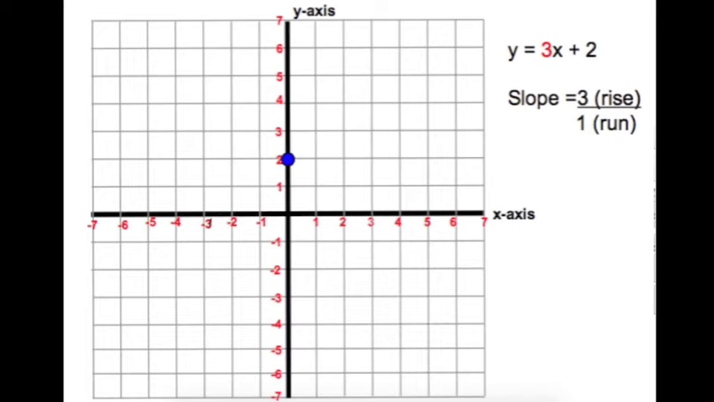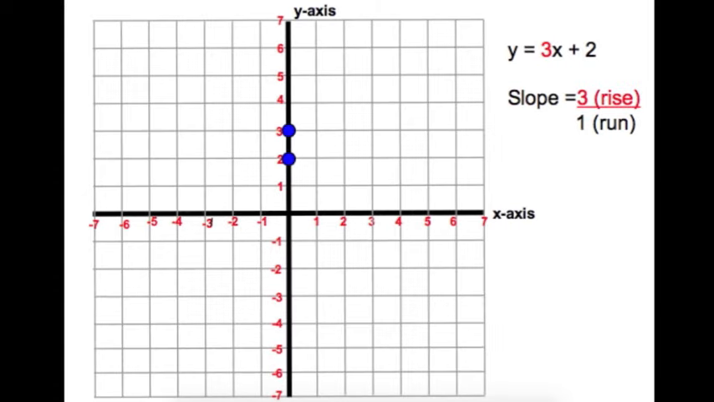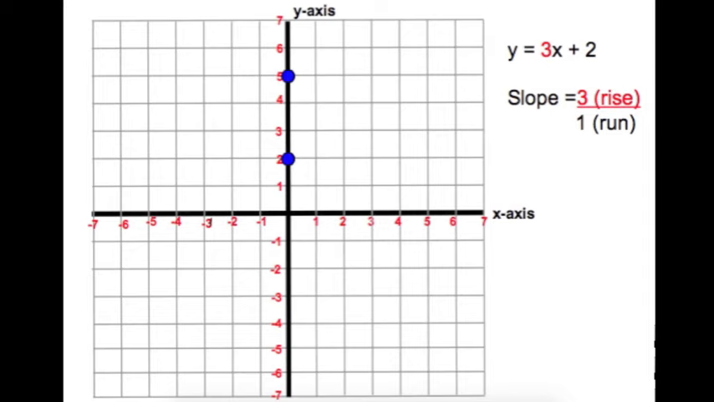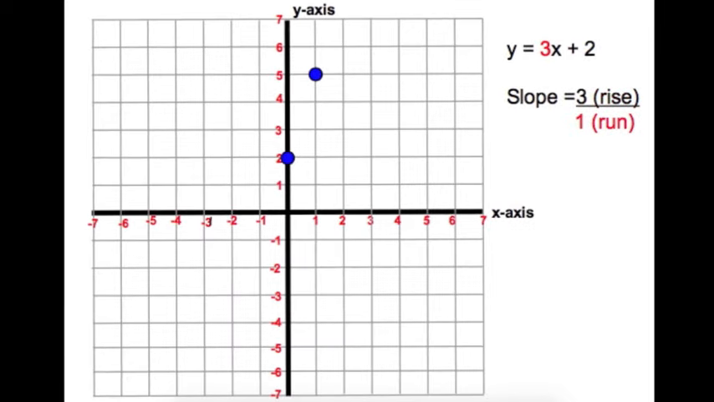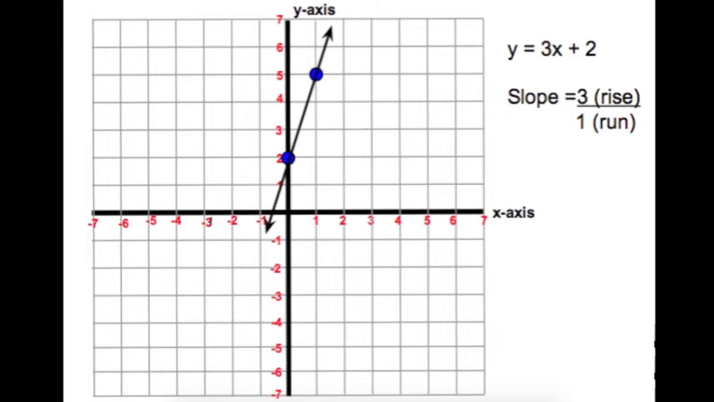Let's take a look at how this plays out. We will start by a rise of 3. So from 2, we'll go up 1, up 2, and up 3. Now we will run or go over 1. After going over 1, we now have 2 points that can be connected by our line. So this would be the graph for y equals 3x plus 2. One thing to observe about our graph is that the slope is 3, a positive number, and the line is increasing from left to right. This is consistent with what we saw earlier in our video about slope.